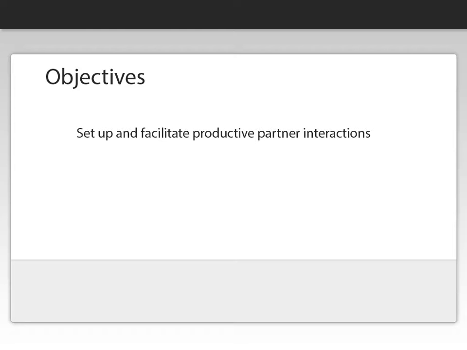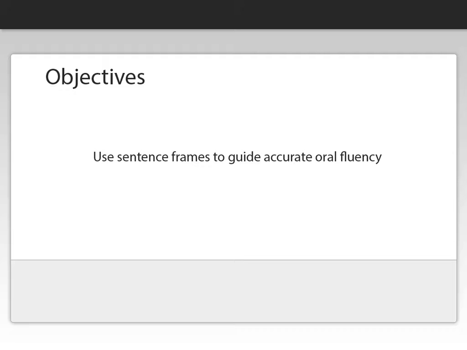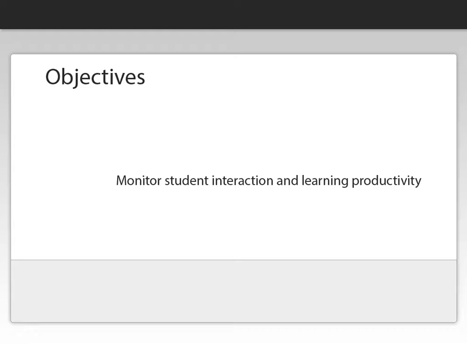This, or some other intentional system for structured, accountable student responses, should be used throughout the lesson, all day, every day. We'll talk a bit about setting up and facilitating partner interactions. We will introduce the idea of using a sentence frame to guide accurate oral fluency.